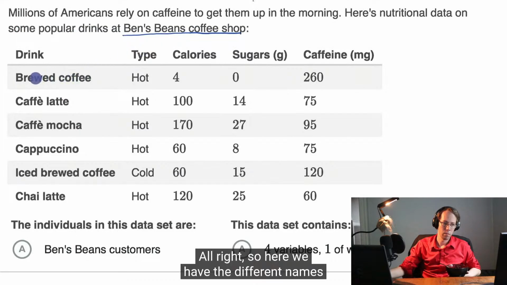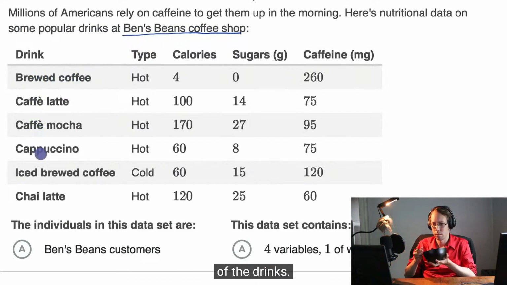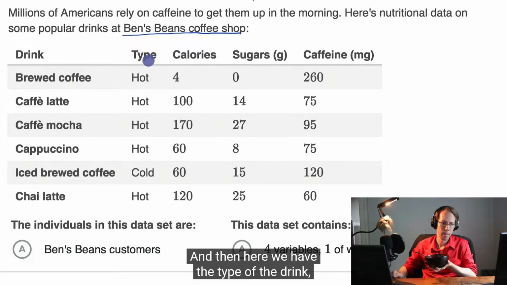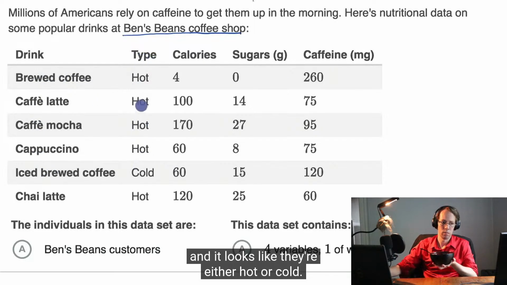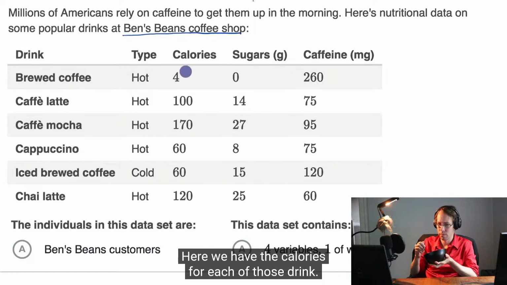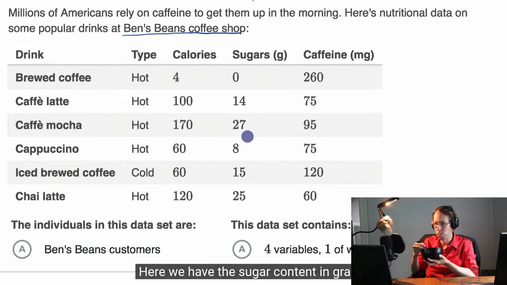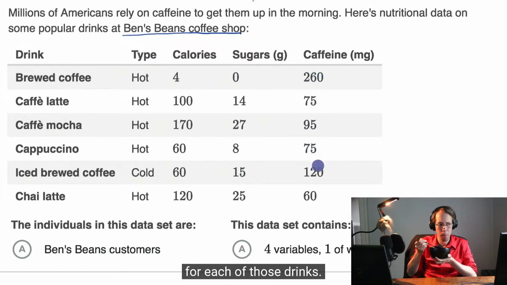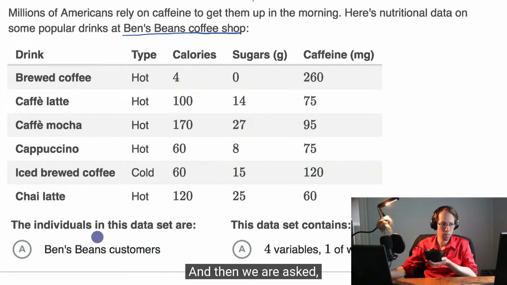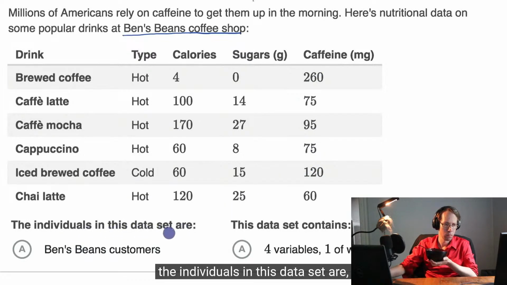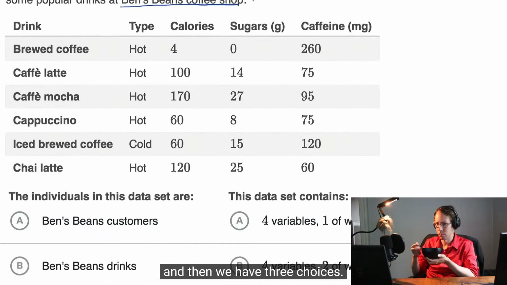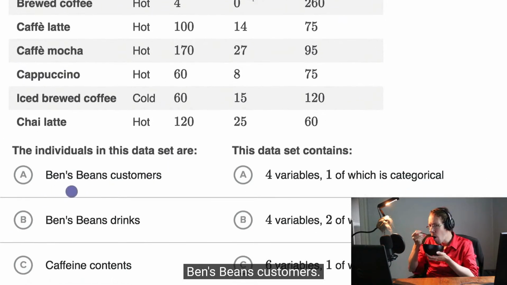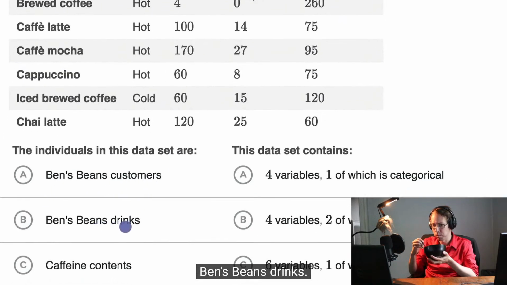All right, so here we have the different names of the drinks. And then here we have the type of the drink, and it looks like they're either hot or cold. Here we have the calories for each of those drinks. Here we have the sugar content in grams, and here we have the caffeine in milligrams. And then we are asked, the individuals in this data set are, and we have three choices: Ben's Beans customers, Ben's Beans drinks, or the caffeine contents.